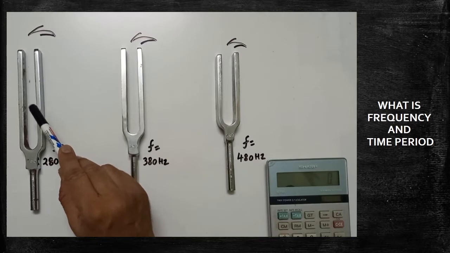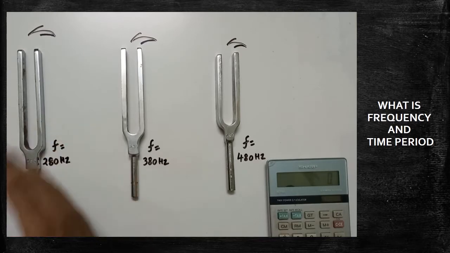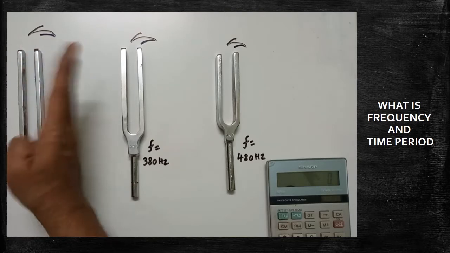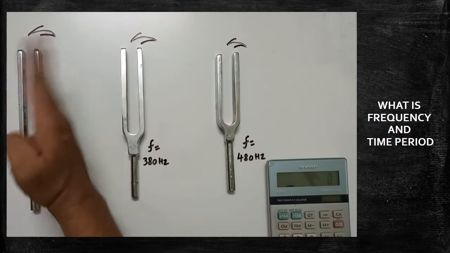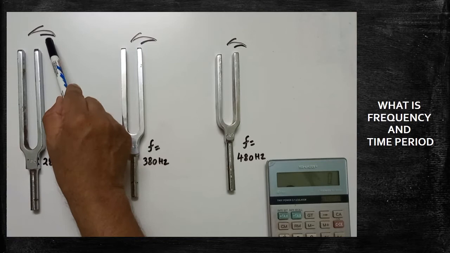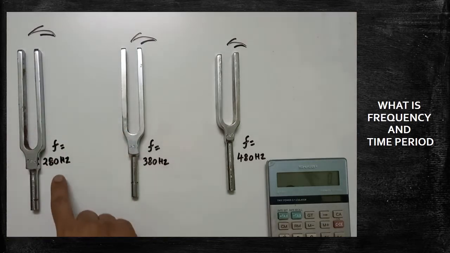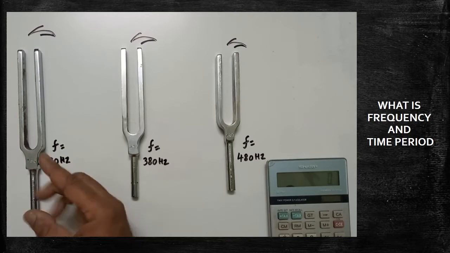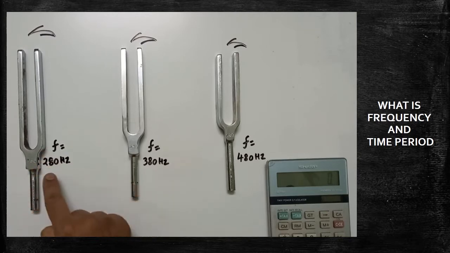When the tuning fork is hammered, the prong will vibrate in simple harmonic motion. That vibration is shown here. Here, what that number shows, 280 hertz means per second. Within a second, how many vibrations will be cast? 280 complete vibrations will be cast in the prong of the tuning fork.